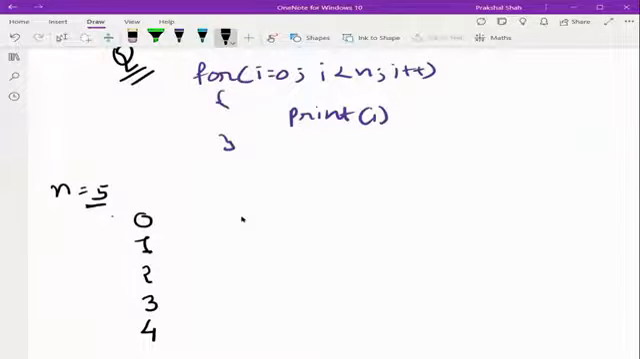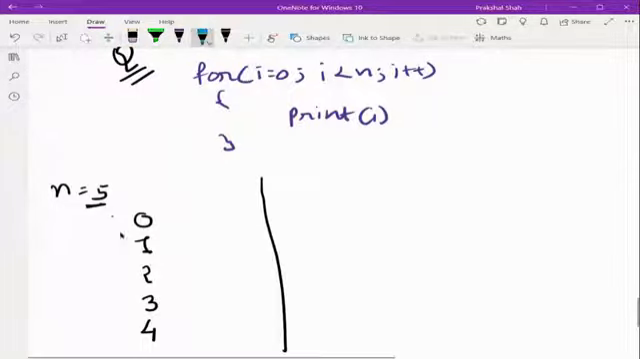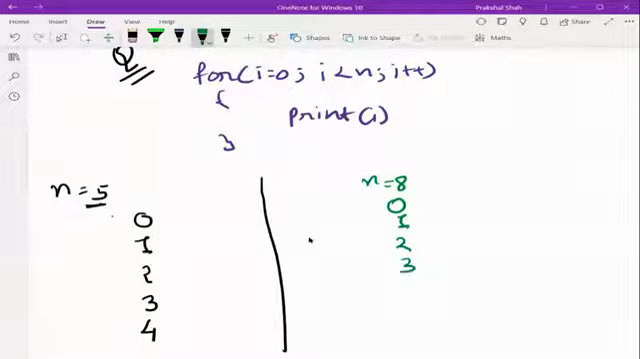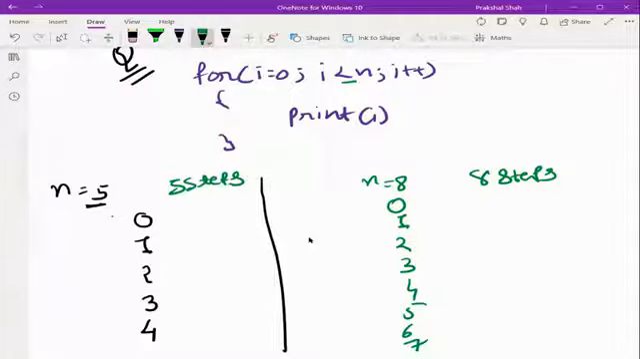Okay, for n equals to 5, this will be my 5 steps. And if this still isn't clear, then think about this: if my n is equal to 8, how many outputs will it produce? 0, 1, 2, 3, 4, 5, 6, and 7, because i is less than n, not equal to n, right? So here it will be my 8 steps, and there it was my 5 steps. So whatever my n will be, that many steps I will produce, yes or no? So how many times would this iteration run? N times.